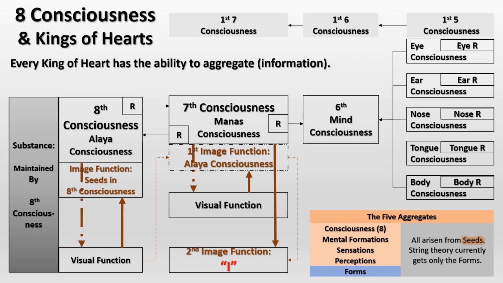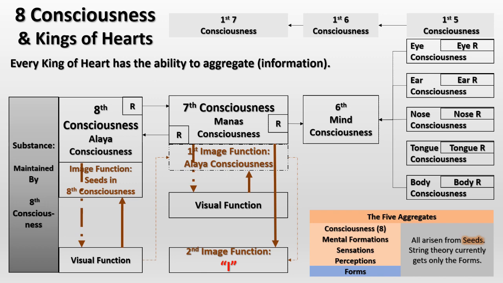The 8th consciousness has many names because it has many different functions. It is popularly known as Alaya consciousness, which means warehouse of seeds. The seeds are said to be inside the 8th consciousness itself. In order to manage all these seeds, the 8th consciousness creates a visual function which takes the seeds within the 8th consciousness as image function. After the arising of the 8th consciousness, it triggers the 7th consciousness.